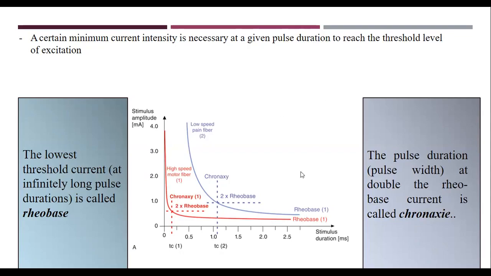You can see this in the graph. This is the Rheobase, the minimal current required at an infinitely long pulse duration. This is the pulse width. The x-axis denotes the stimulus duration and the y-axis denotes the stimulus amplitude. This is the chronaxie at twice the Rheobase. This is the Rheobase, so this will be twice the Rheobase. The time required for twice the Rheobase of current is the chronaxie.